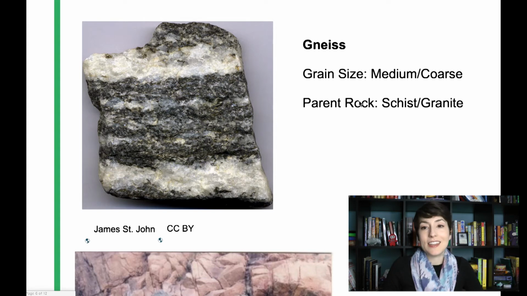Finally, we're going to take the schist. We're going to metamorphose it even more. I don't know if that's a verb. And we're going to turn it into gneiss, spelled G-N-E-I-S-S. So this one has very, very clear layering, very clear foliation.